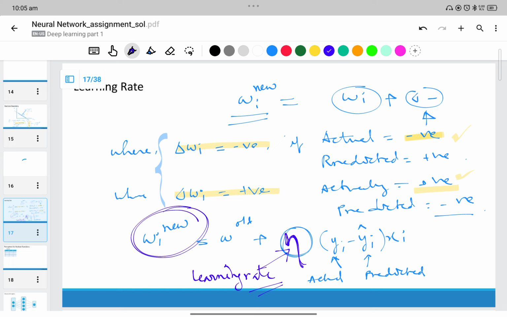Up to this point, I think everything is clear. We will now discuss the OR gate, NAND gate and other gates based on this perceptron.